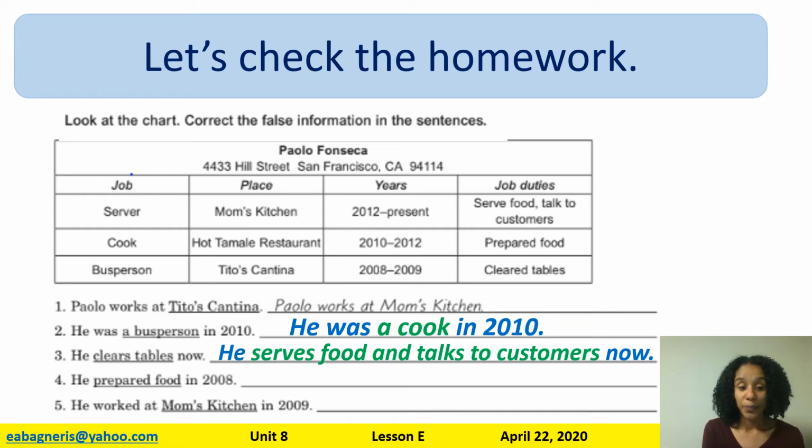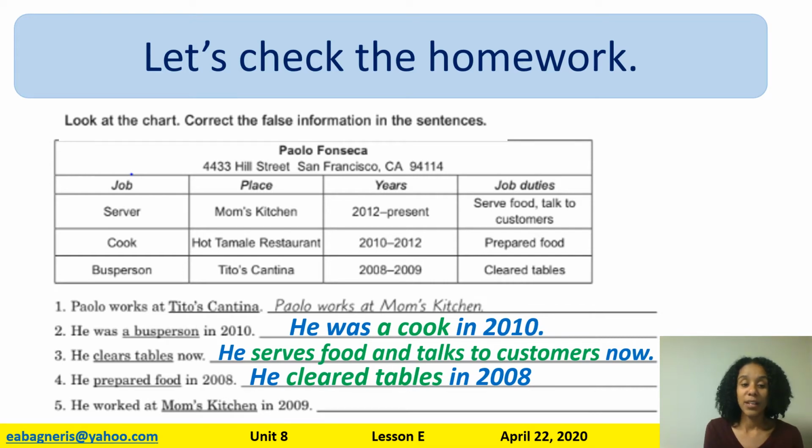Number 4, he prepared food in 2008. Look at the chart with me. What was he doing in 2008? Did he prepare food? In 2008, I can see he was a bus person at Tito's Cantina, and his duties were to clear tables. So in 2008, he cleared tables.